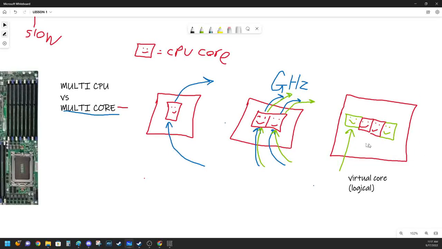I know this is a goofy Barney looking picture, but does that help us understand what hyperthreading and what virtual cores are?